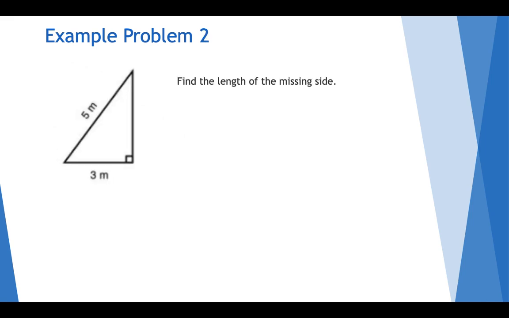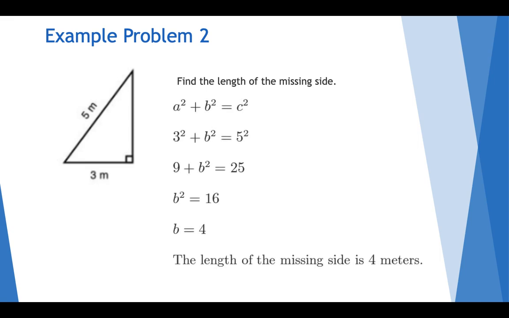Okay, how about problem 2? Well, this time we're given a leg and we're given a hypotenuse, and we need to find a missing leg. Now, we can't use a squared plus b squared equals c squared in the exact same way that we did before, but we can still use the formula. Remember that c must always represent the hypotenuse. Okay, a squared plus b squared equals c squared. Let's say that 3 is a, it could also be b. It doesn't make any real difference.